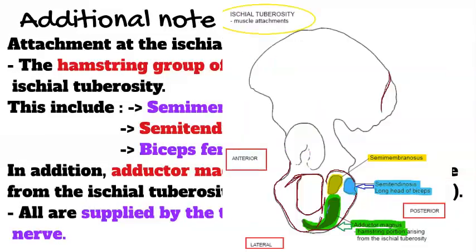This picture shows the muscle attachments at the ischial tuberosity. You can see the semimembranosus attachment, semitendinosus attachment, long head of biceps at the posterior part, and adductor magnus, only the hamstring portion arising from the ischial tuberosity.